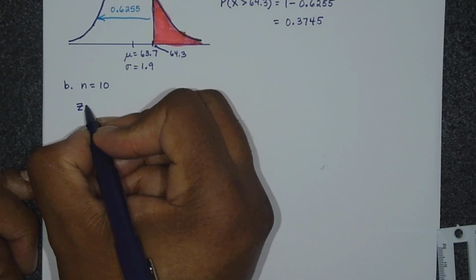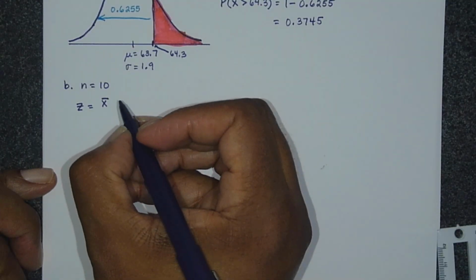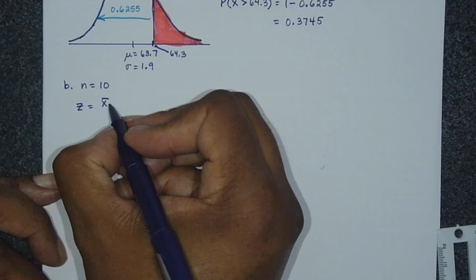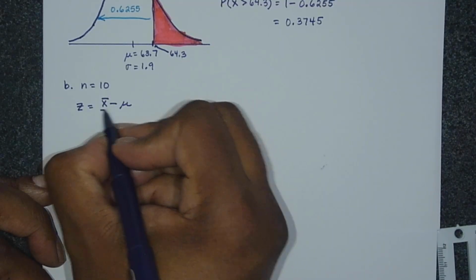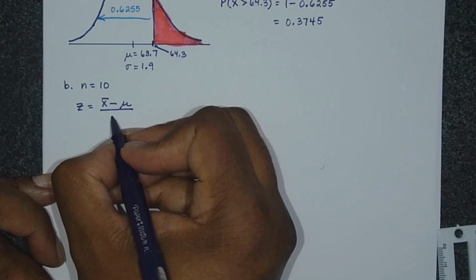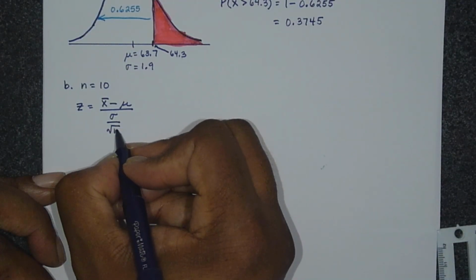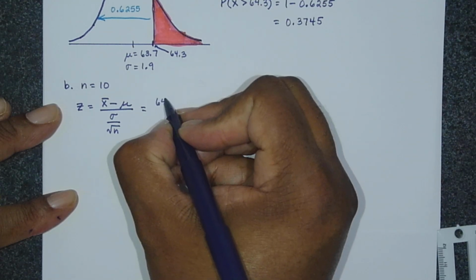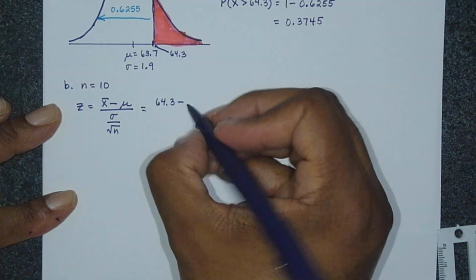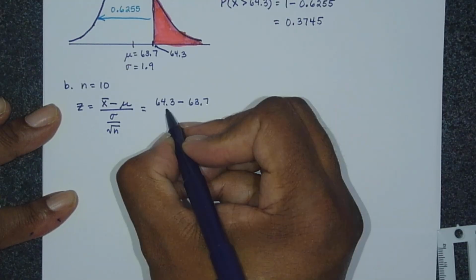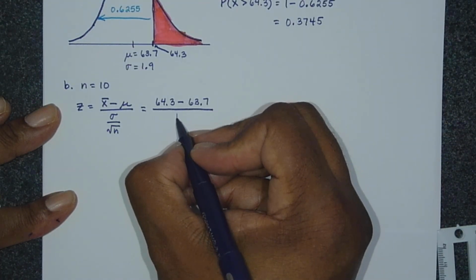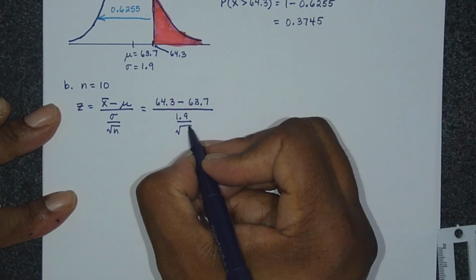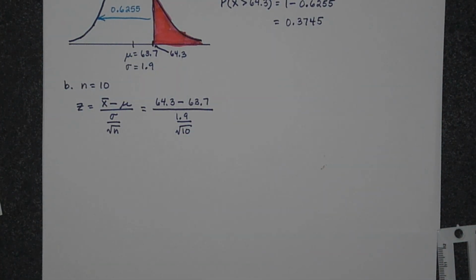That's going to be this one: z is equal to x bar, because they say it has a mean height, so x bar minus mu divided by sigma, the standard deviation, divided by the square root of n. This time your x bar, which is your mean height, is 64.3, minus the mu, which is still 63.7, divided by sigma, that's still 1.9, but that's going to be divided by the square root of n, and n is 10, so it'll be the square root of 10.